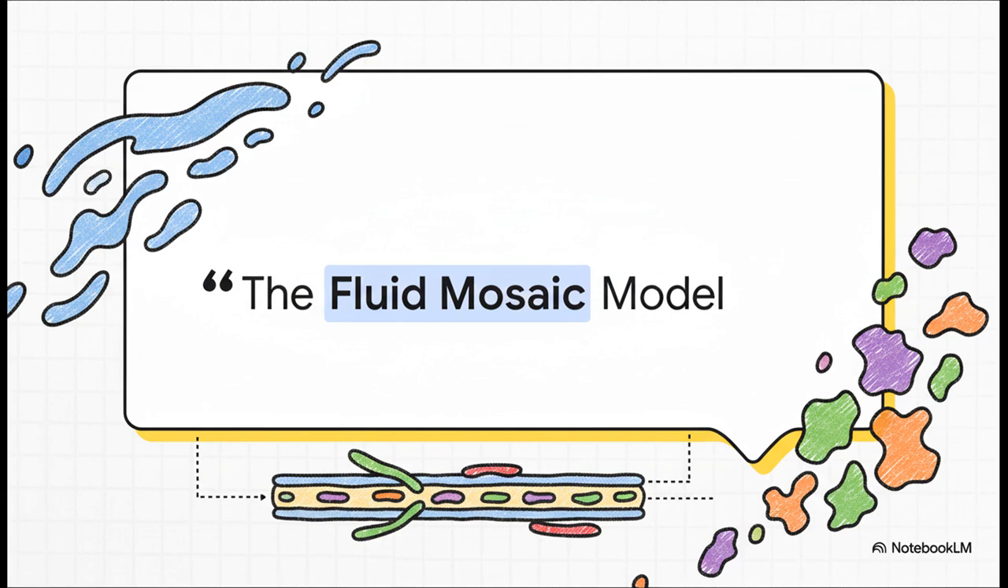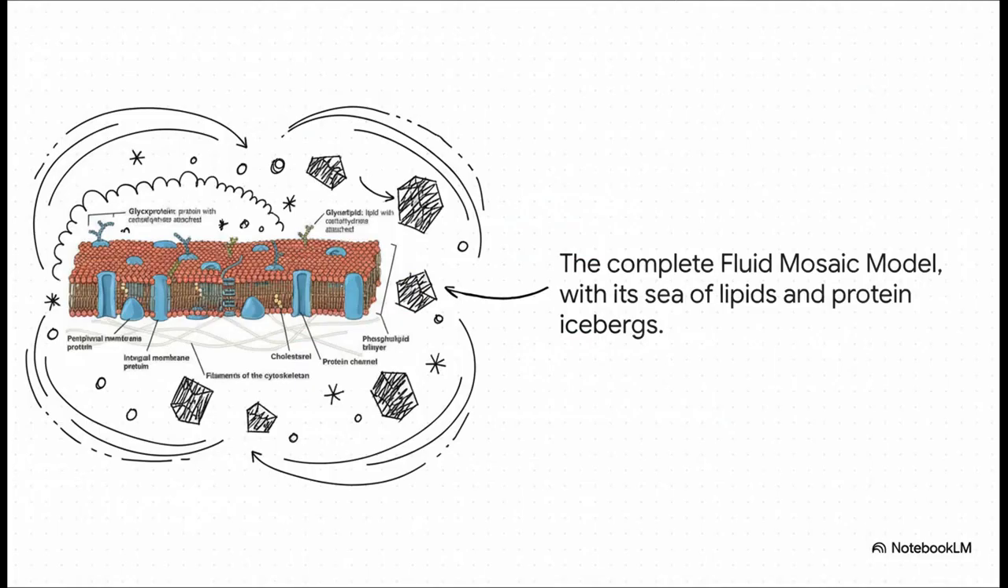It was developed by two scientists, Singer and Nicholson, and the name itself tells you the two most important things you need to know. It's fluid, meaning it moves, and it's a mosaic, meaning it's made up of lots of different little pieces. And this image right here shows the whole idea perfectly.